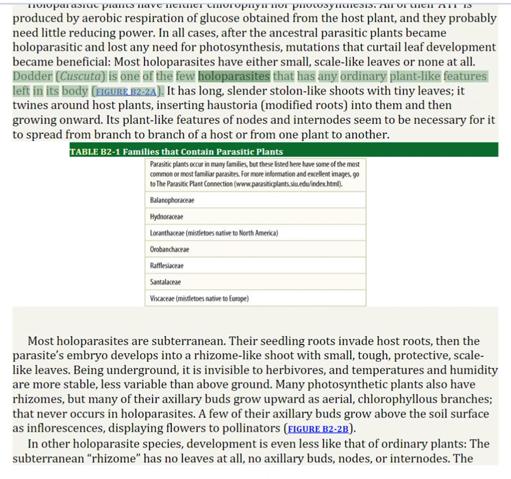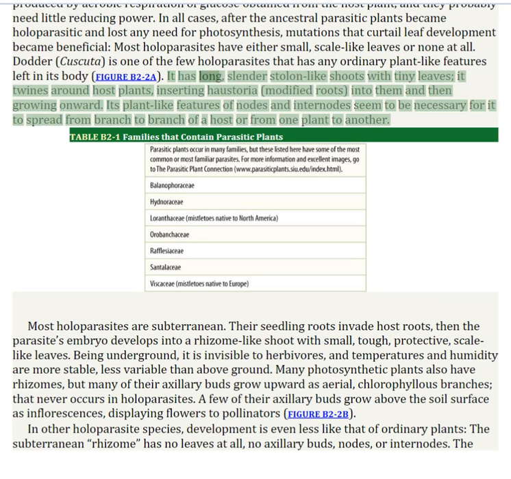Dodder is one of the few holoparasites that has any ordinary plant-like features left in its body. It has long, slender stolon-like shoots with tiny leaves. It twines around host plants, inserting haustoria into them and then growing onward. Its plant-like features of nodes and internodes seem to be necessary for it to spread from branch to branch of a host or from one plant to another.